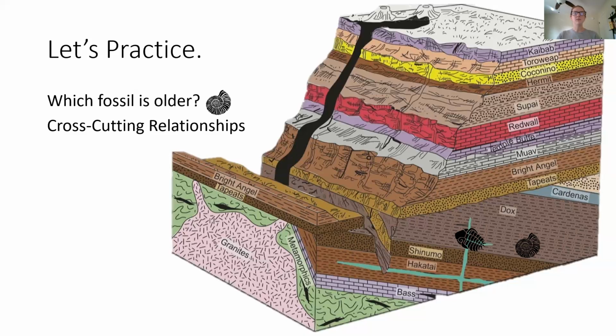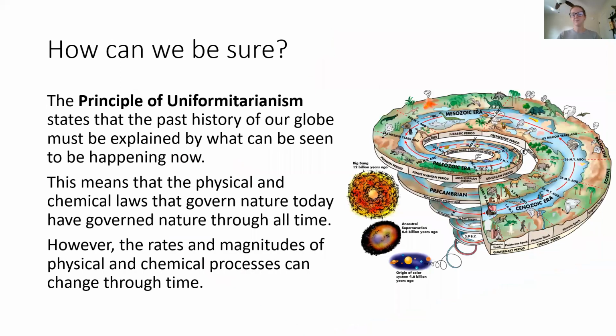Now you may be asking yourself, how can we be sure? How do we know that these principles are correct? Well, we assume that these principles are correct because of the final principle, the biggest principle, the most important principle, the principle of uniformitarianism. And this one states that the past history of Earth can be explained by what we see happening today.